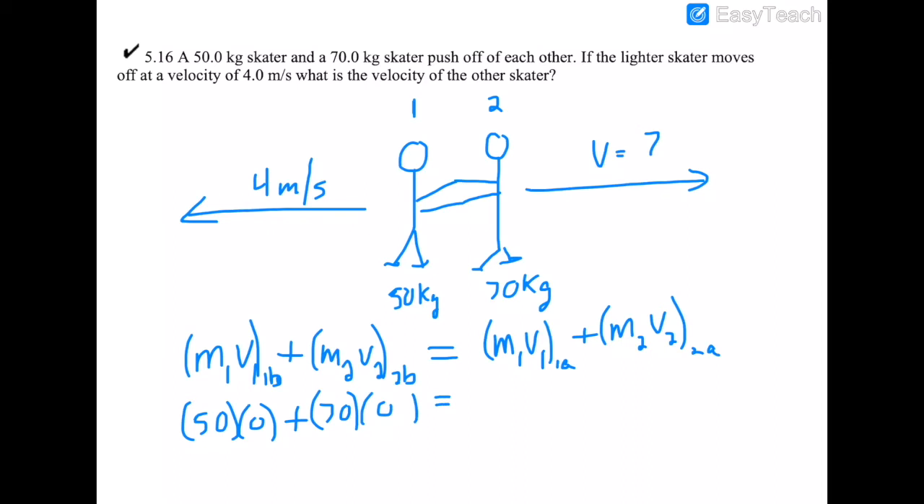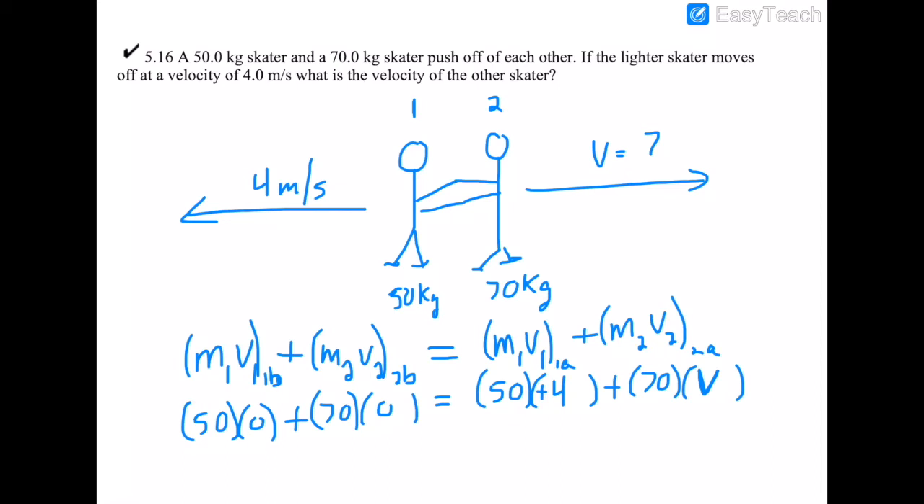Okay, so after the collision, what do we have? Well, we have the mass of skater 1 is 50, and the velocity of skater 1 is 4. Okay, that's a plus 4. That's what it says, 4. What's the mass of skater 2 after? It's 70. What's the velocity of skater 2 afterwards? We don't know. We're going to put in v. That's what we're trying to solve for.